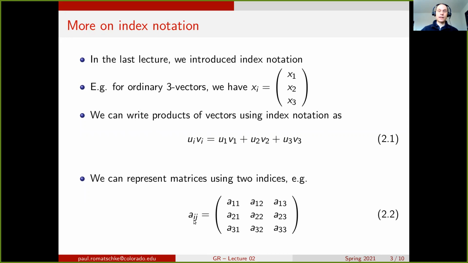So basically, the first index can be viewed as the row index. So 1, 2, 3 denotes row 1, row 2, and row 3. Note that row 1 always has a 1 for the first index here. Row 2 always has a 2 for the first index here. And row 3 always has a 3 for the first index. Whereas the second index represents the column index. So this is column 1, this is column 2, and this is column 3.